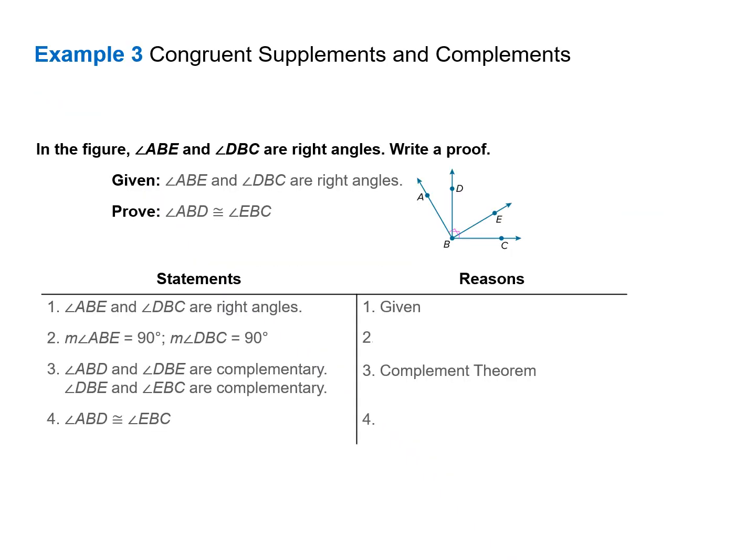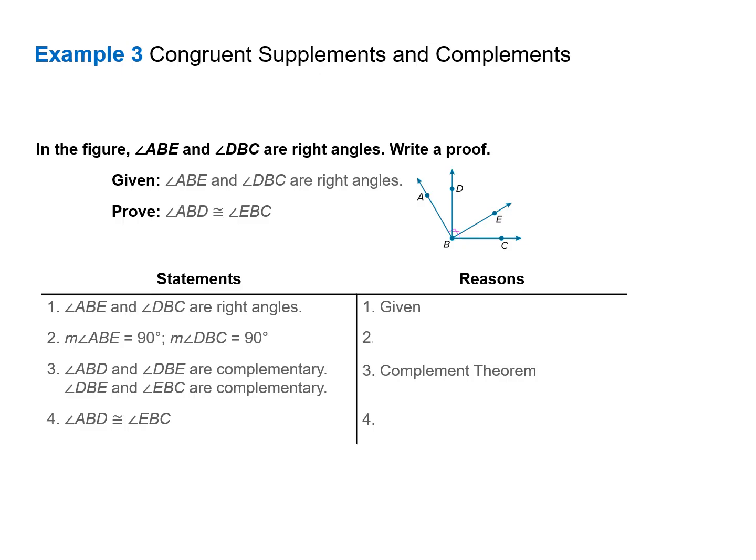Let's look at example 3. In the figure, angle ABE and angle DBC are right angles. Write a proof. Given: angle ABE and angle DBC are right angles. Prove that angle ABD is congruent to angle EBC. I'm going to say it time and time again: the first line is almost always going to be your given. They gave it to you here, so we know this is given. The measure of angle ABE equals 90 and the measure of angle DBC equals 90.